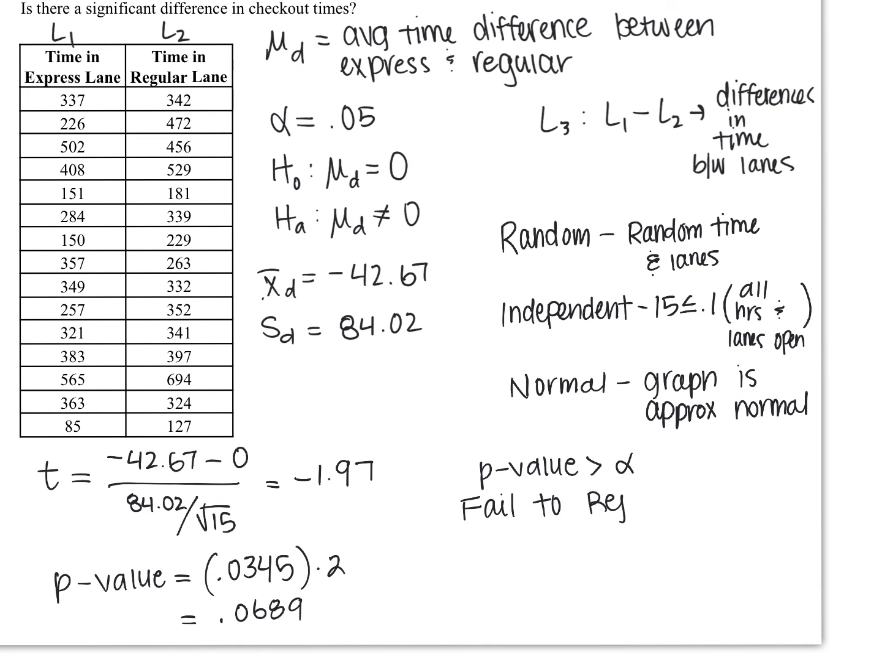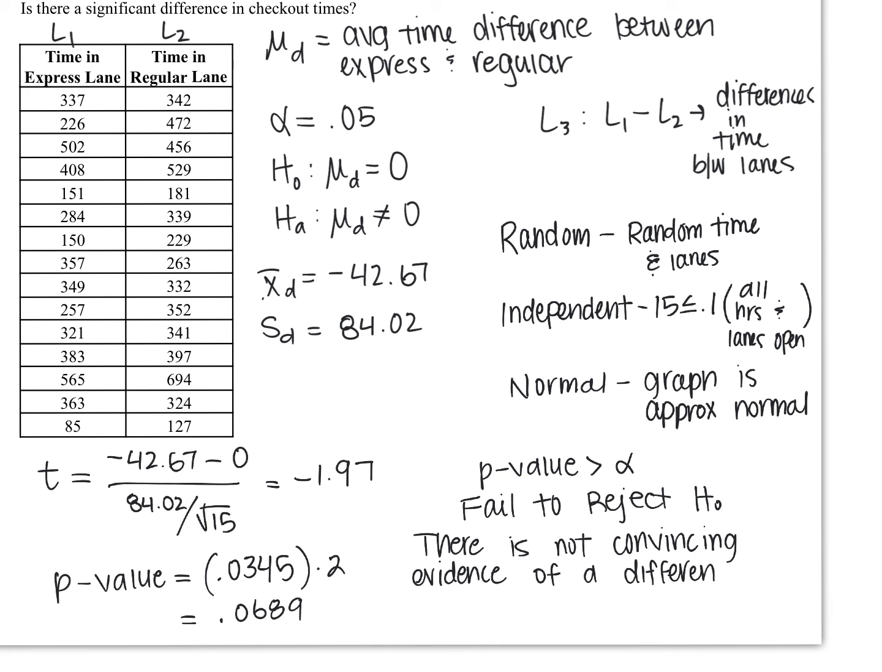which means we fail to reject the null hypothesis, which means there is not convincing evidence of a difference in checkout lane speeds.